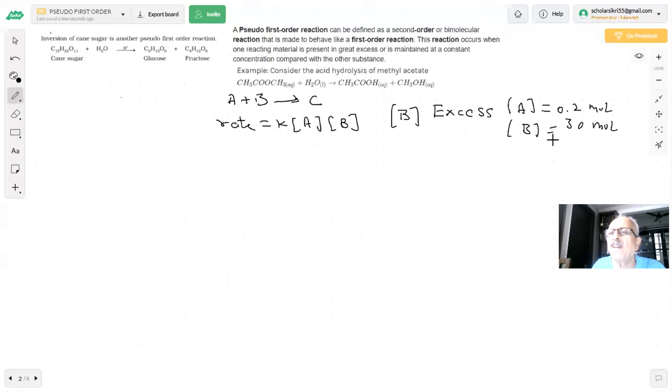The concentration of A will decrease by 0.2. And after that, how much B will be left? 28.8. If I use 0.2 mole of B, then 28.8 is left. That means this 30 is a very large excess. This is present in large excess. And when something is present in large excess, its concentration can be taken as constant in the reaction. When I say that B is present in excess, therefore its concentration is constant, not changing in the reaction, because the change is very small.